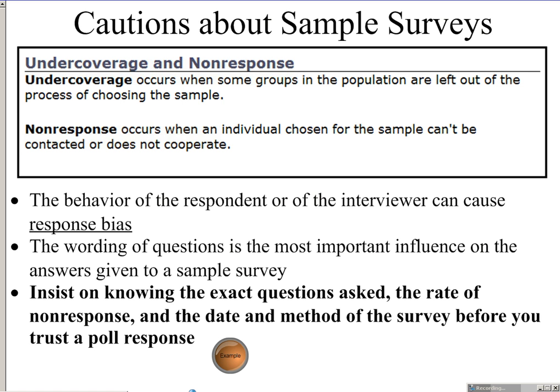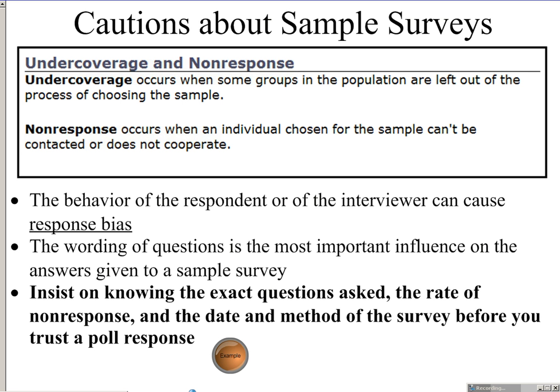So in other words, if you get called, it may say, who do you support for president? President Obama or Governor Romney? The next person it says, who do you support for president? Governor Romney or President Obama, where they're switching the order because the order in which the names are given can influence the responses as well.